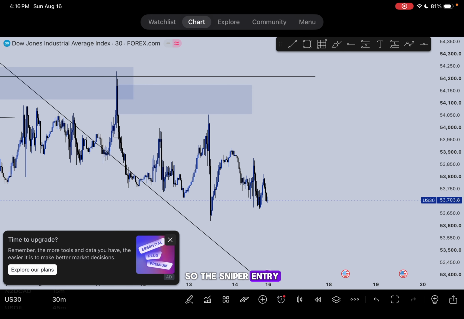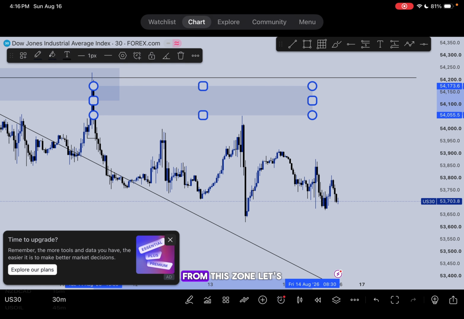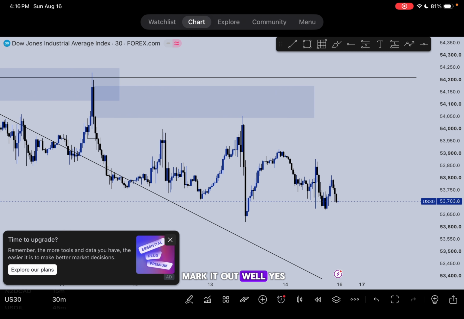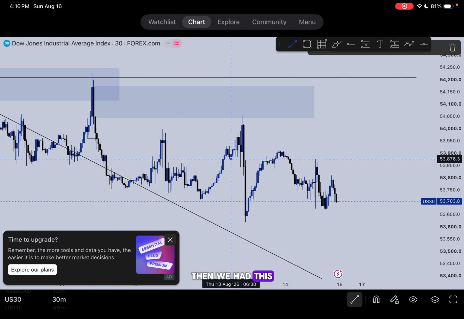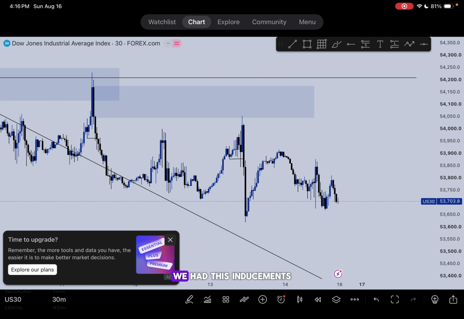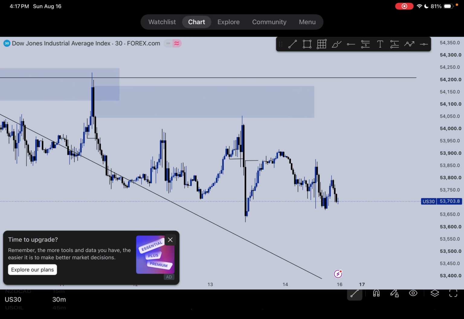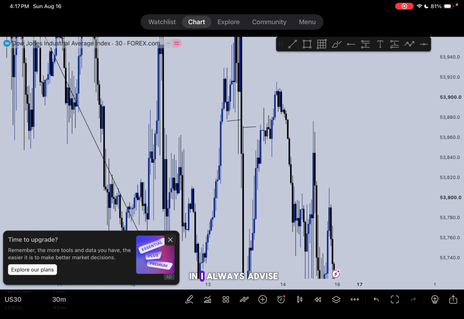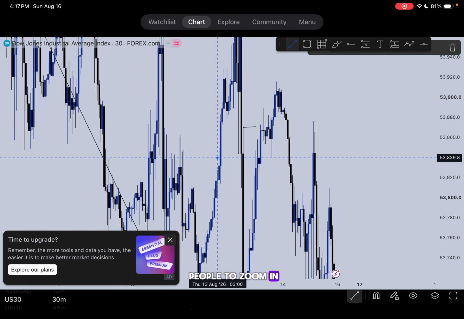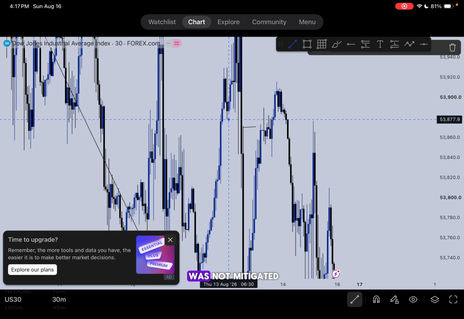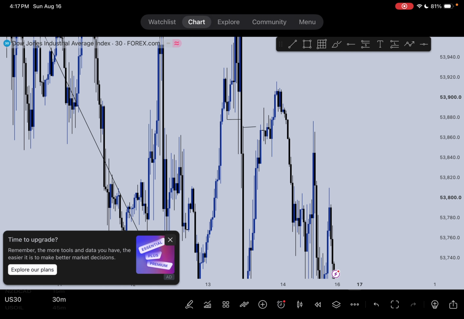So the sniper entry from this zone. Let's mark it out well. Then we had this break of structure as well. We had this inducement. If you zoom in, I always advise people to zoom in to make sure that the zone was not mitigated. You can clearly see that it was not mitigated.